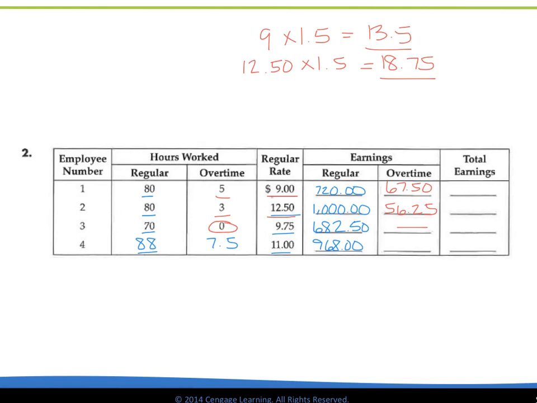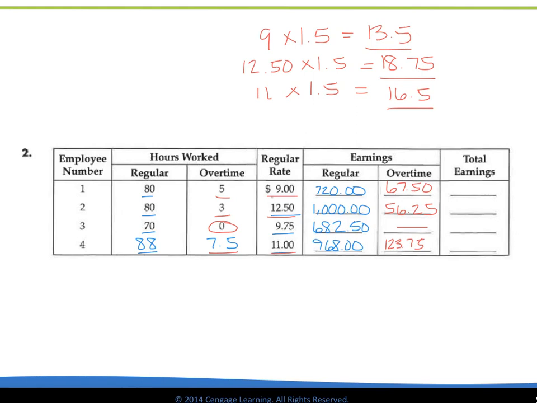Right. Employee number 4, their regular rate of pay is $11. So I'm going to multiply that by the 1.5 times, and that's going to give me the overtime rate. Okay, so they make $16.50 an hour for overtime. They had 7.5 hours of overtime. I'm going to multiply that by the 16.5, and that's going to give me $123.75 for the overtime pay.